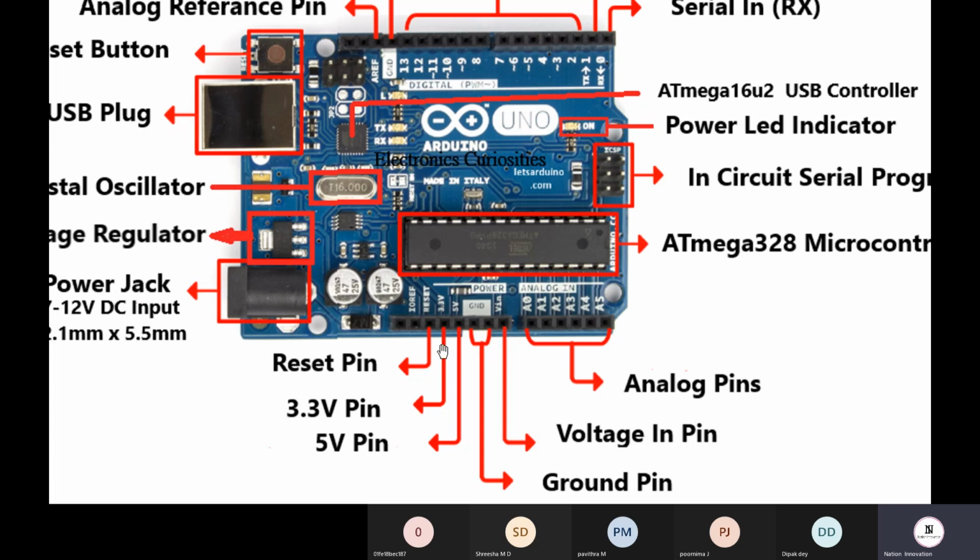Whenever you want to use this Vin pin, you can use it for a 5-volt supply, you can use it for a 9-volt supply to the Arduino. Fine. If you want to take the supply out from the Arduino, you can use the 5-volt pin from this side or 3.3 volts from this pin.